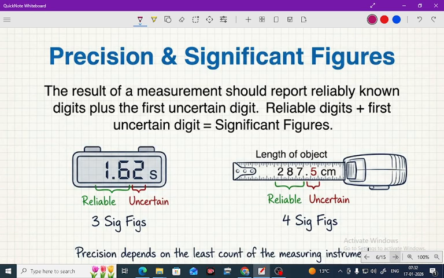Precision and significant figures. The result of a measurement should report reliably known digits plus the first uncertain digit. Reliable digits plus first uncertain digit is equal to significant figures. You see here, this is 1.62. 1.6 is reliable and 2 is uncertain, and therefore this has 3 significant figures. 287.5 centimeter, therefore 287 is reliable and 5 is uncertain. There are 4 significant figures. Precision depends on the least count of the measuring instrument.